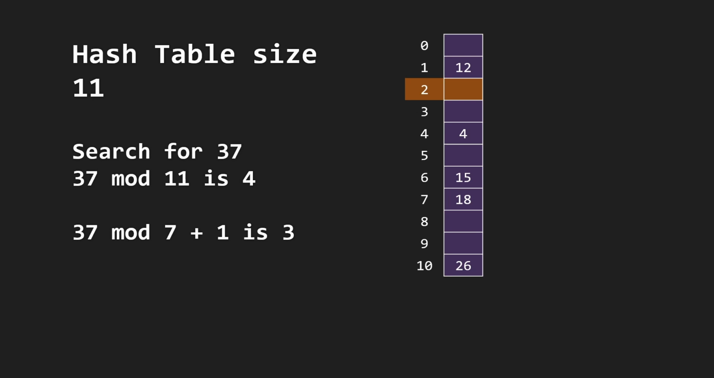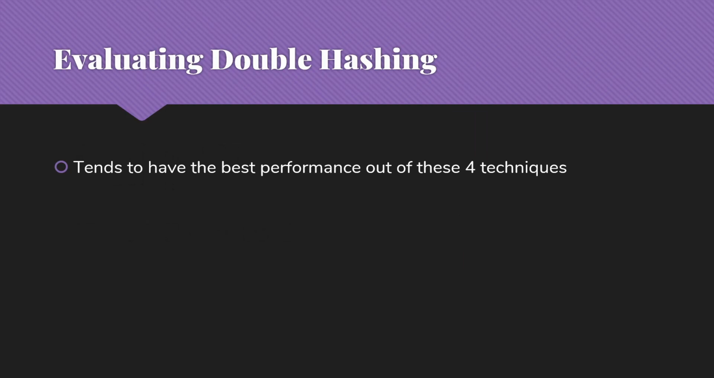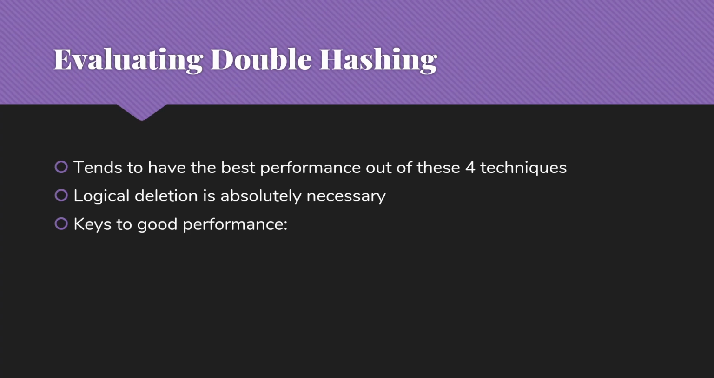So this is not perfect. We're not going to avoid having to look at other items, but it is generally better than linear probing for sure, and then quadratic probing in many cases. This tends to have the best performance out of the 4 techniques. Logical deletion is absolutely necessary. We would have to look at the entire table to try to fix something after a deletion if we didn't use logical deletion. Keys to good performance with double hashing are the table size being prime. That's important for all of these. And the table being less than half full.